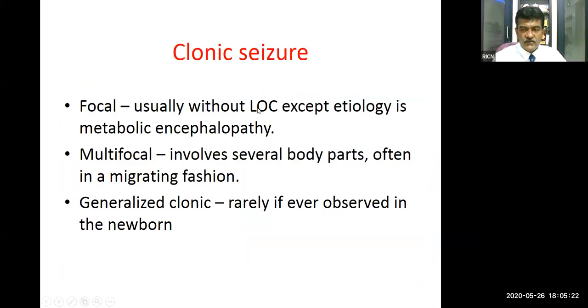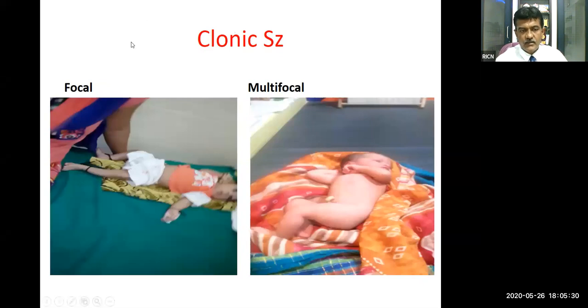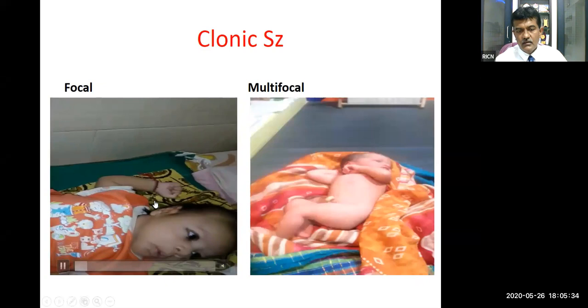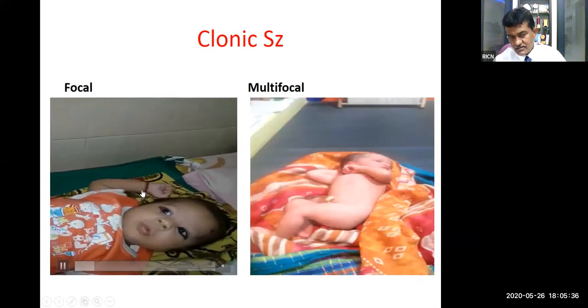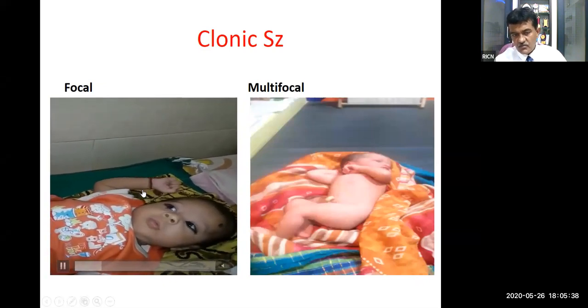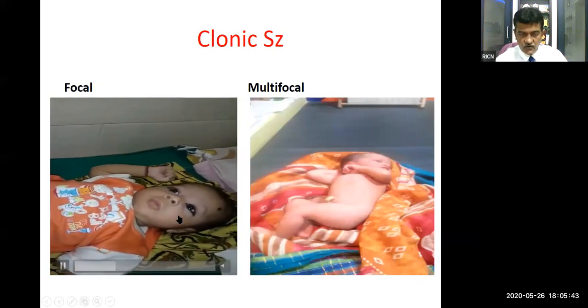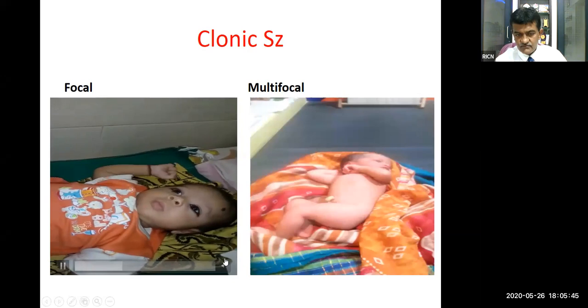So another manifestation of seizure is clonic seizures. Focal and multifocal more likely. Generalized is less common. This is a focal seizure, right upper limb clonic movement. The child is absolutely alert and conscious. Many times with focal clonic seizures they usually remain alert.